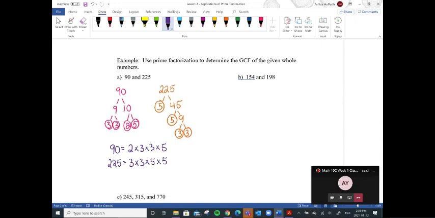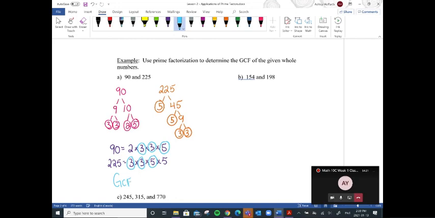Okay, and for GCF, it's quite simple. Literally all we are doing is taking out everything that's common to both of these prime factorization products. They both have 1 3. They both actually have 2 3s. And they both have 1 5. This 2 in the 90 doesn't exist in 225, so I can't use the 2. It's not common. And the second 5 doesn't exist in 90, so I can't use that one because it's not common. So it's literally just these three numbers, 2 3s and 1 5.